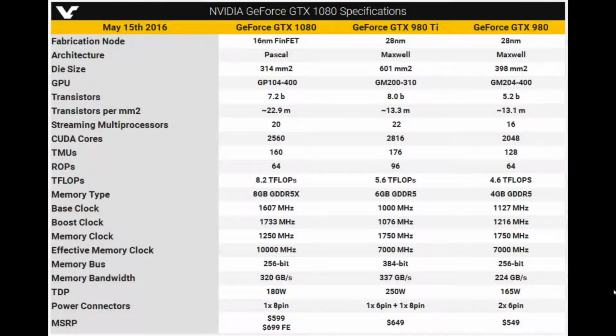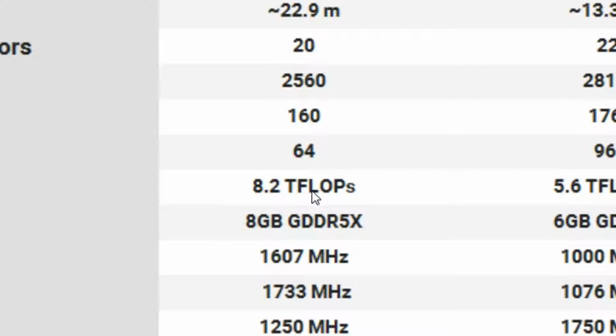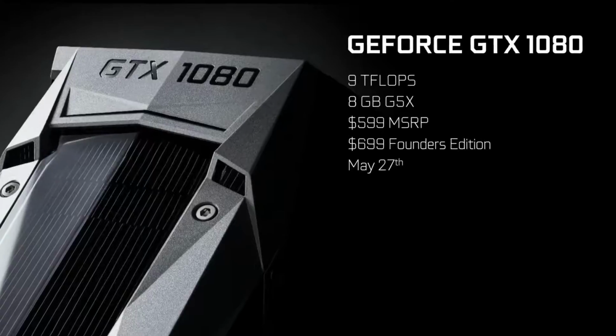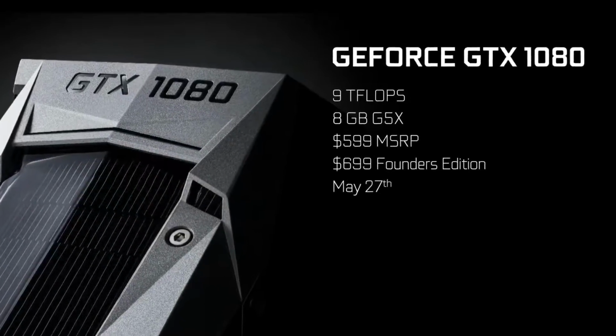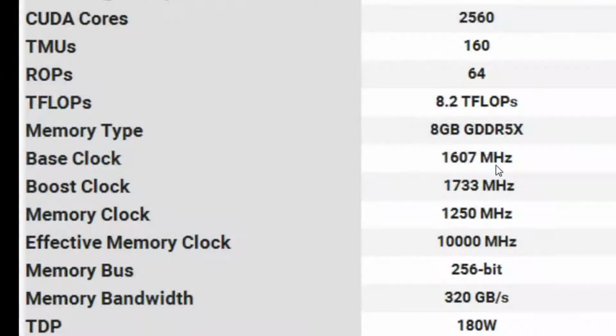Right, first of all we've got the specs. There's nothing really much different here, apart from now they are showing the teraflops amount as 8.2 teraflops. Now if you remember, in the reveal a week ago, they were advertising the card as 9 teraflops. Now it's down to 8.2, instead of the 1733 boost clock megahertz of 9 teraflops, they are now counting the base clock teraflops, and the base clock is of course 1607 megahertz.